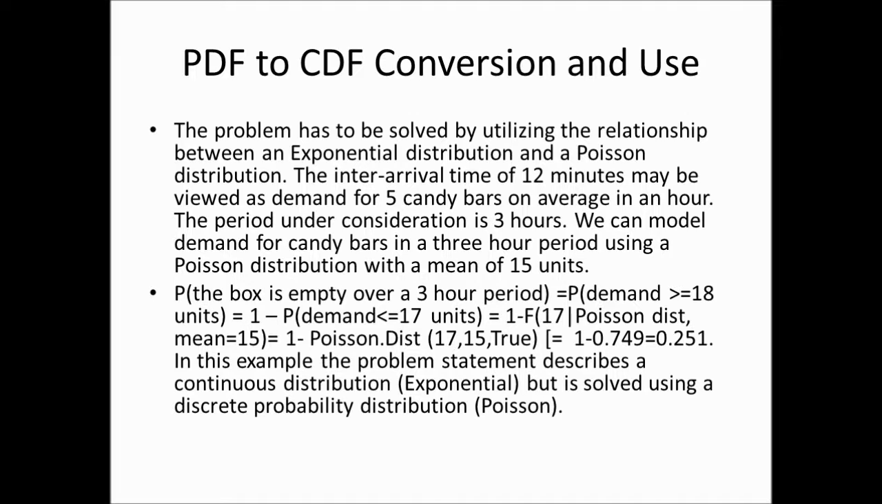In this example, the problem statement describes a continuous distribution, exponential, because it talks about time between demands following an exponential distribution. But the problem is solved using a Poisson distribution, which is a discrete probability distribution. So the probability a box of candy will be empty in a 3-hour period is 0.25.